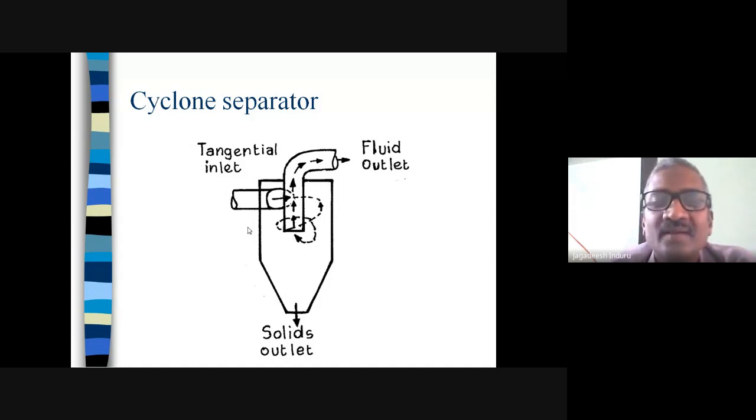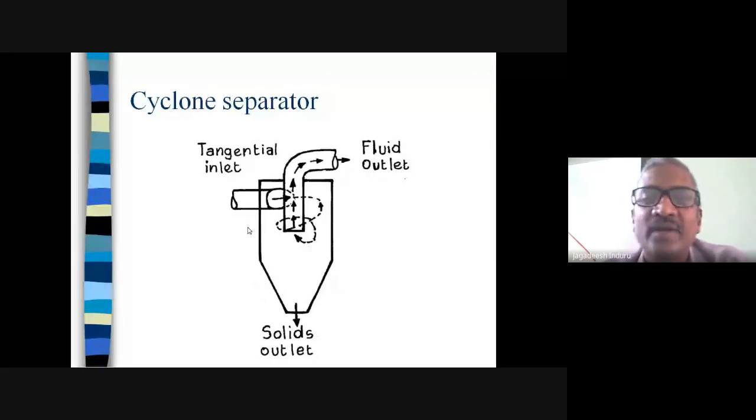It means at the tangential inlet we are getting a mixture of powder, and we are going to get two outputs of the powder. One is at the fluid outlet, another is the solid outlet. In the solid outlet, you are going to have the heavier particles, and in the fluid outlet, we are going to get the lighter particles.